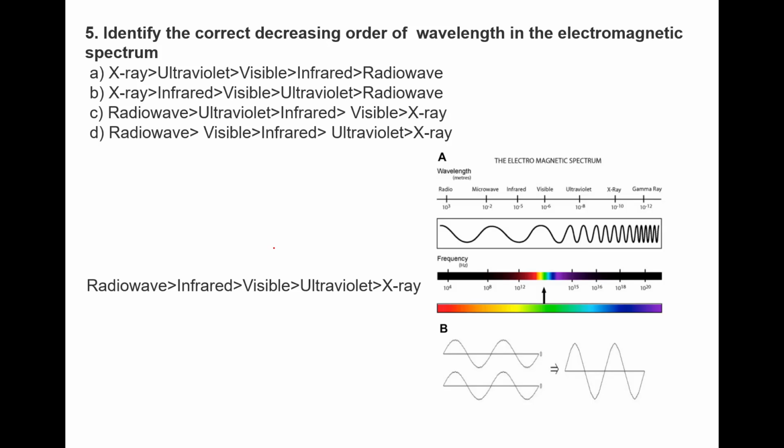So I will write to the NPTEL team, as well as to sir. If any of you have given any answer, you can get marks, because the option here should be radio wave greater than infrared, greater than visible, greater than ultraviolet, greater than X-ray. It's that X-ray wavelength is not greater than ultraviolet. So this question was wrong, but the correct answer will be: radio wave, infrared, visible, ultraviolet, and X-ray.